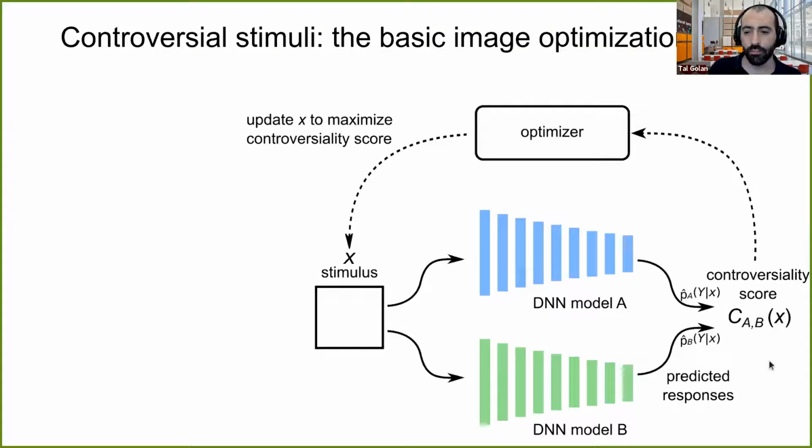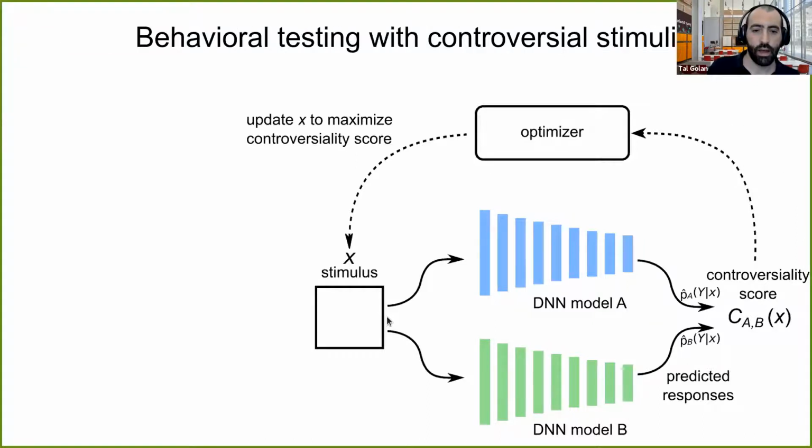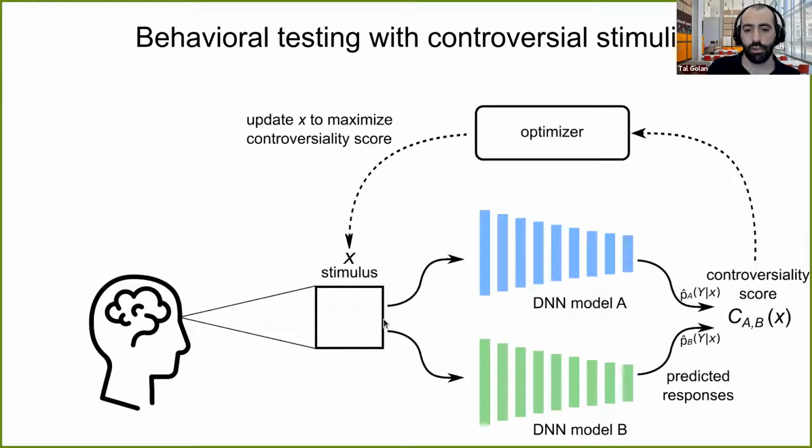We run this loop until we cannot make further improvements. And then we have our controversial stimulus. We produce many controversial stimuli. And then we present these stimuli to human subjects in a formal behavioral experiment in which we compare between the judgments of the subjects and the predictions of the models. And we are now guaranteed that for a given stimulus and a given subject, the subject will not be able to agree with both models, as often happens with natural images.